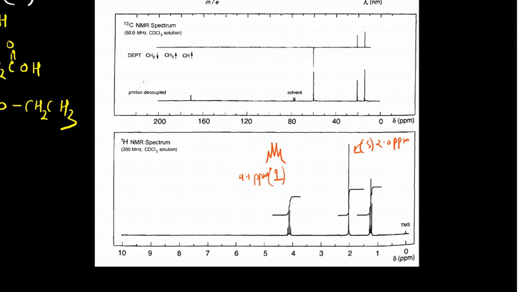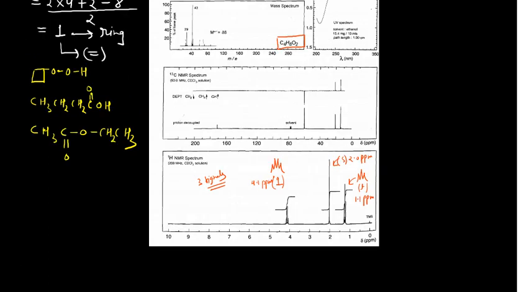And this one is the triplet. Okay. And this triplet has a chemical shift of 1.1 ppm. So you are having only 3 NMR signals. So we will look for the structure which gives 3 NMR signals. Okay. So we will check these compounds.